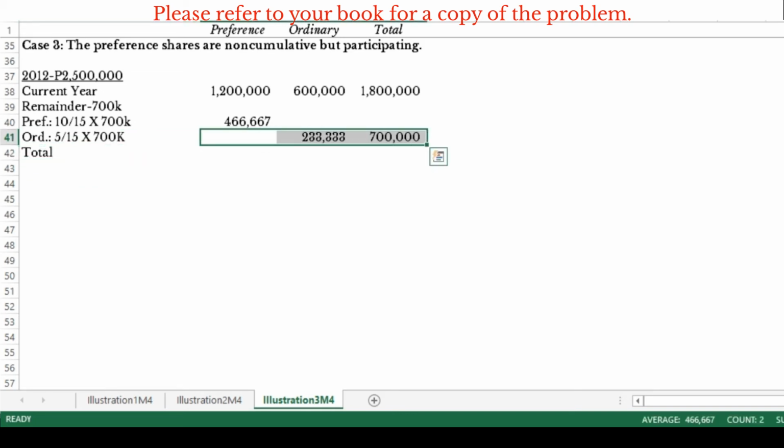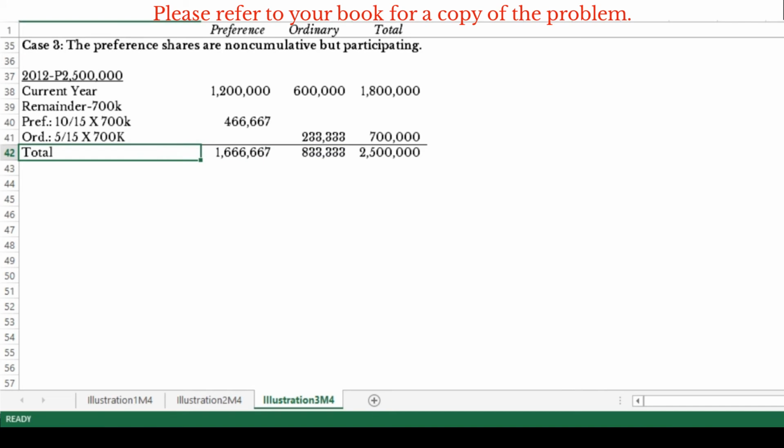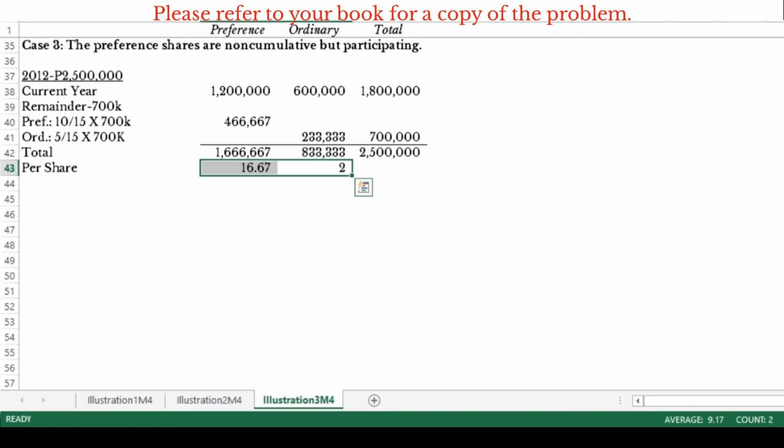So let's compute. Okay. So for this particular case, noong 2012 nakatanggap yung preference shares ng total of 1.6 million. Then for the ordinary shares, 833,333. So if we're going to compute for the per share, we just divide it by 100,000 shares. And we divide this by 500,000 shares. So wag natin i-round off. Ayan, so that would be 16.67 and 1.67 for the ordinary shares.